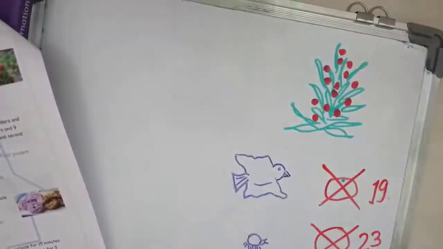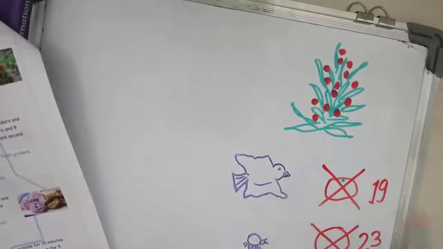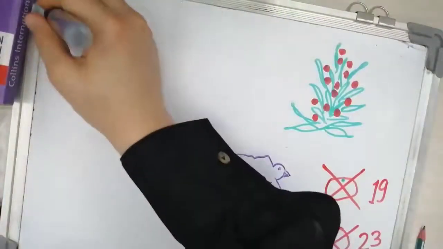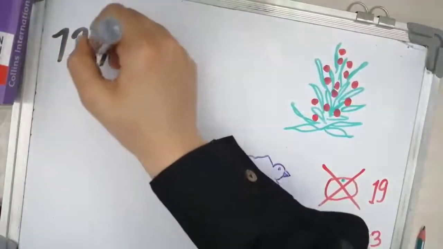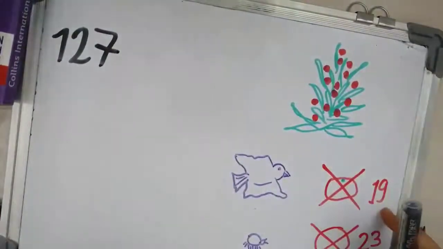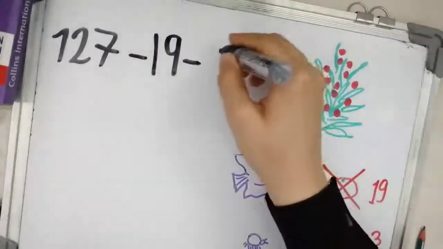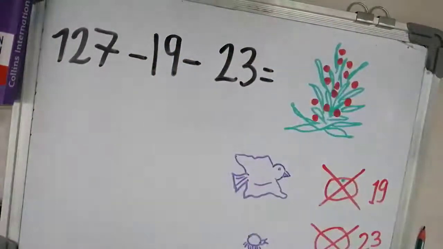As you can see, the total number of tomatoes is 127, but we had two problems. That is, 19 were eaten by birds and 23 were ruined by bugs. So, what I am going to do over here is simply take 127, which is the total. First, take away 19. Next, take away 23. Okay? So let's take this subtraction problem one step at a time.